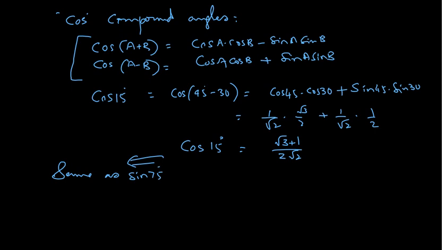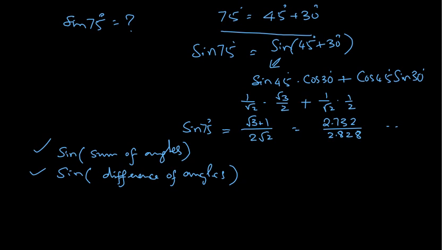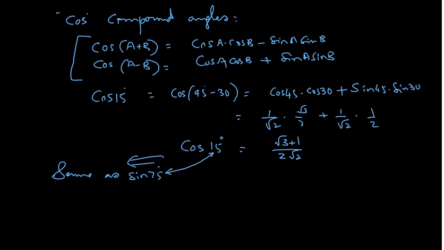sin 75. Why? Because these are complementary angles. When you add these two, you get 90, right? So the sine 75 value, which we have seen on the last page, we got as root 3 plus 1 divided by 2 root 2. So the sine 75 value and the cos 15 value are both the same. Even though we used a different formula, we arrived at the same result. It makes sense because 75 degrees and 15 add up to 90 degrees. So it's a complementary pair. That's why they are the same. So that's how we use it for the difference.